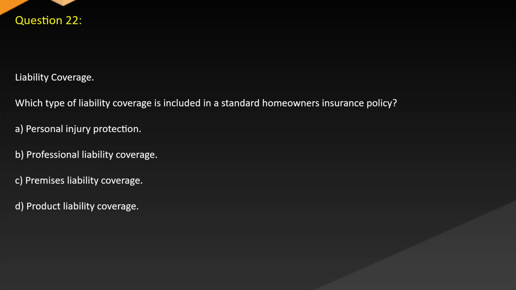Question 22. Liability coverage. Which type of liability coverage is included in a standard homeowner's insurance policy? A. Personal injury protection. B. Professional liability coverage. C. Premises liability coverage. D. Product liability coverage.